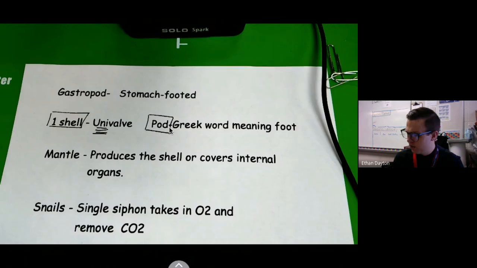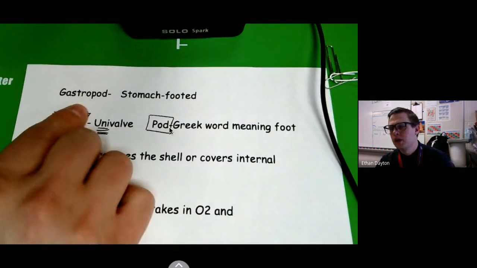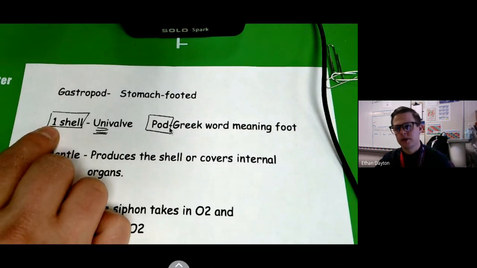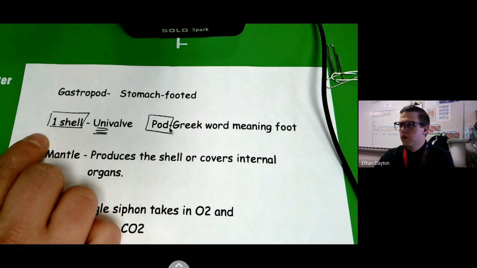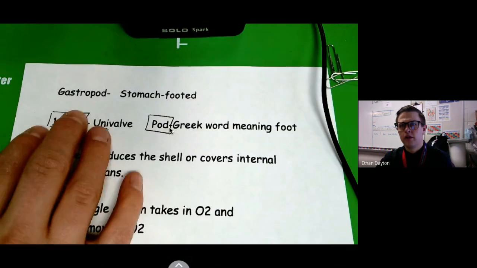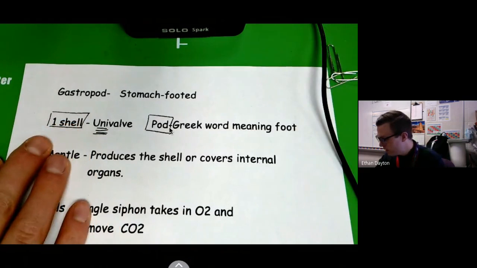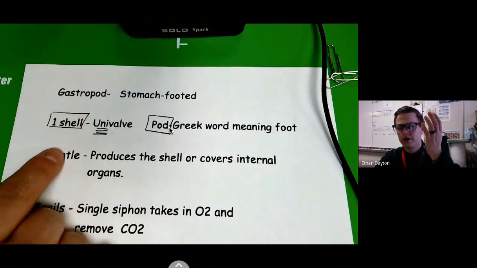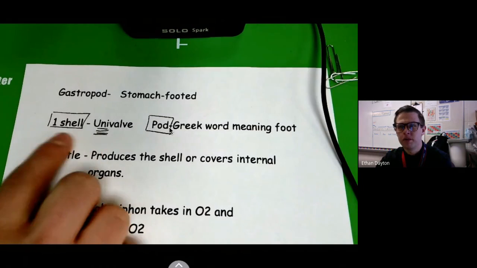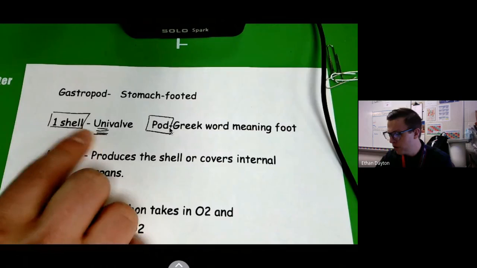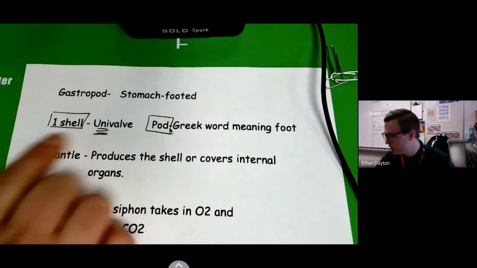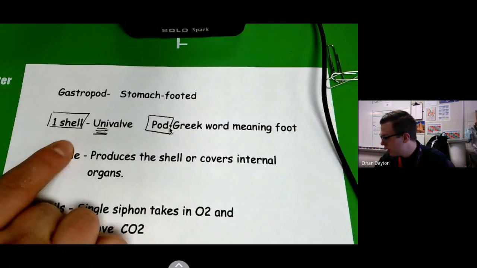All right, and gastro means stomach. They seem to be traveling on their stomach, right? Or their stomach is located near their foot, and hence the name gastropod. All right. Univalve means one shell. We know that uni means one. Okay, that prefix uni means one, and valve in this case means shell. All right.